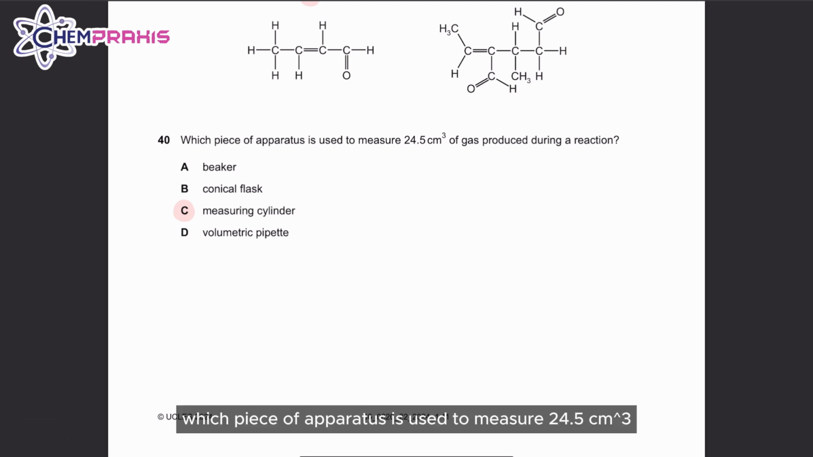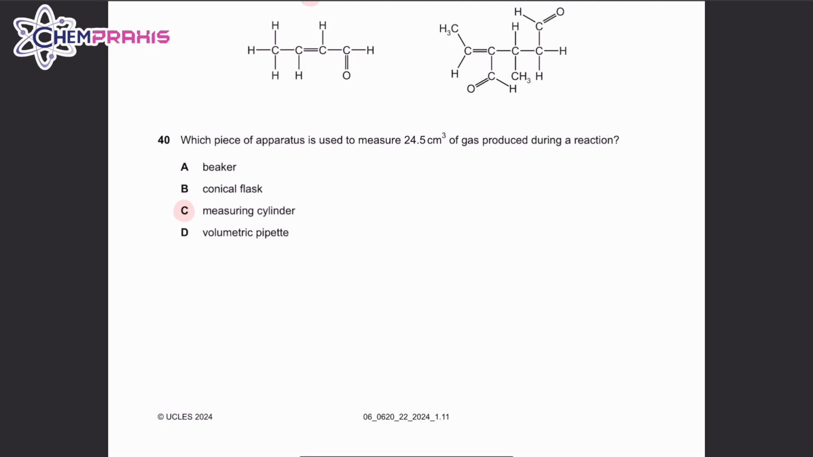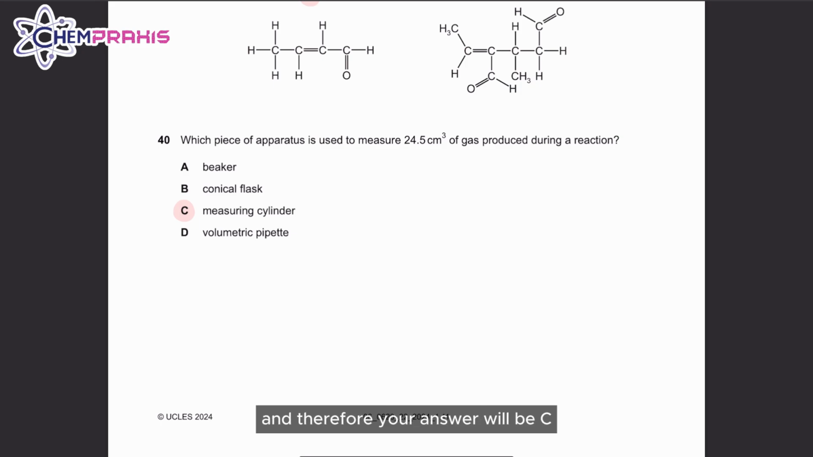And lastly, which piece of apparatus is used to measure 24.5 cm3 of gas produced during a reaction? You would use a measuring cylinder to measure the gas produced, and therefore your answer will be C.